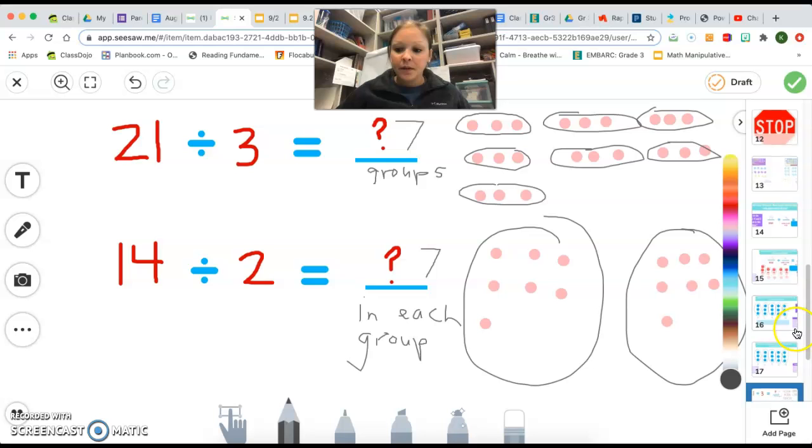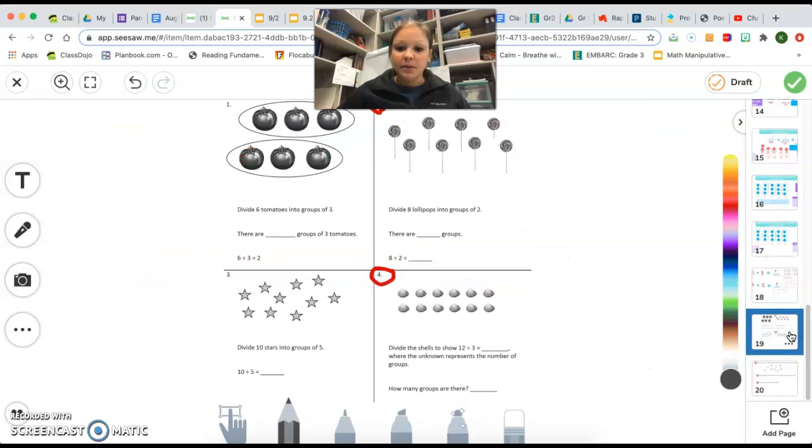All right, so now we're going to look at your problem set. We're going to do numbers 2 and 4 because we did 1 and 3 yesterday. Divide 8 lollipops into 2 groups. So I kind of see almost an array here. So I'm going to kind of divide them here like this. There's 1 group and 2 groups.